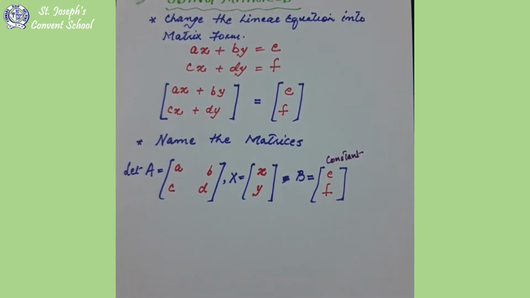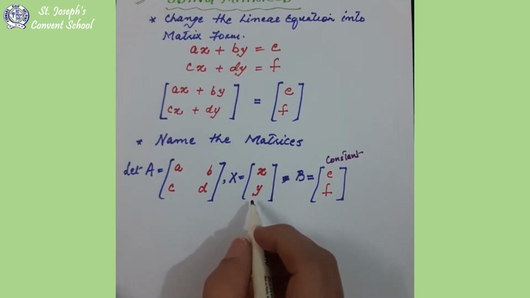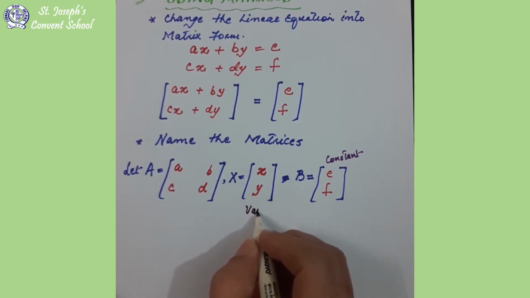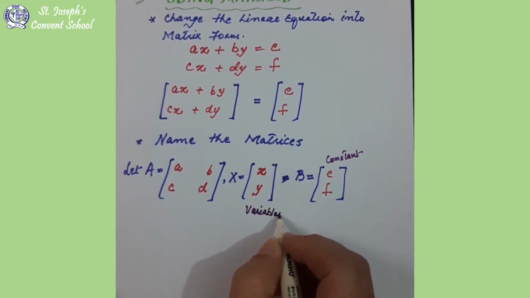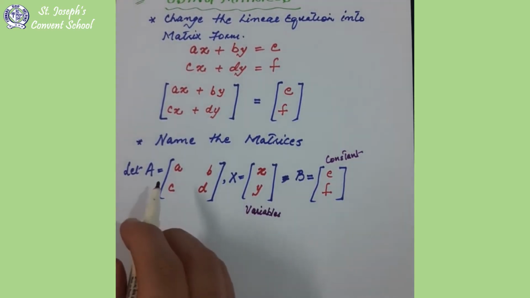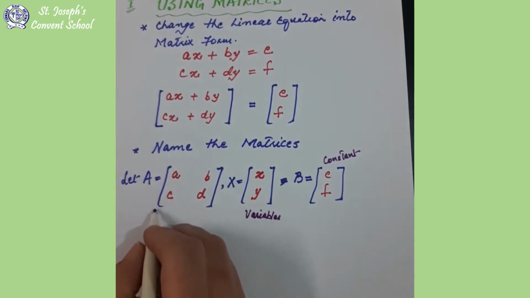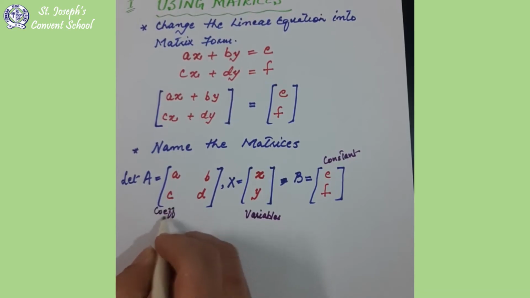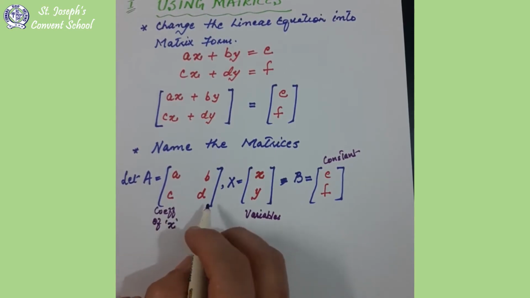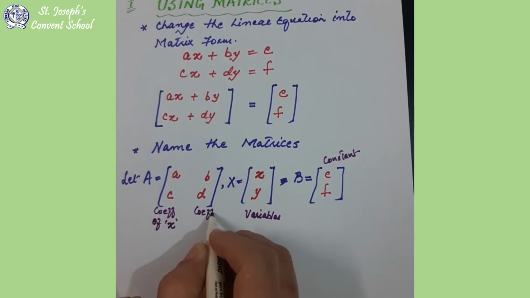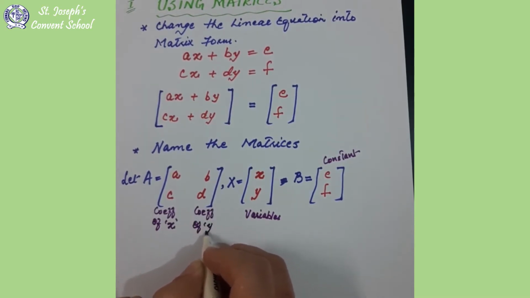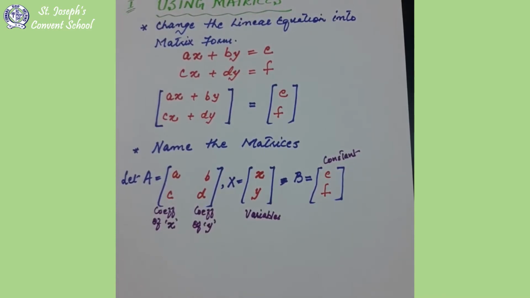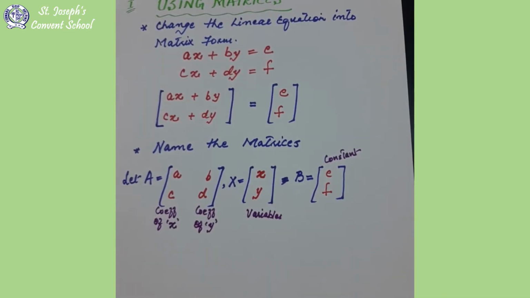In the last matrix you have to write the constants, and in matrix X you will write the variables only. In matrix A, the first column is the coefficient of x, and the second column is the coefficient of y. I have written this so that you will remember how to make these matrices.